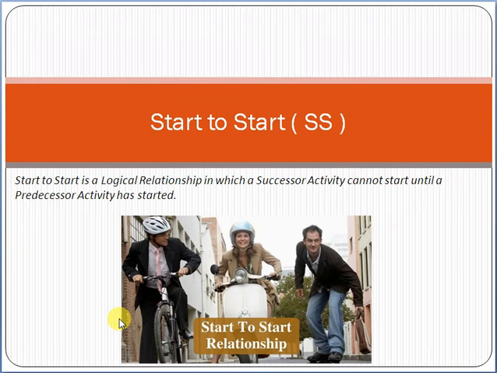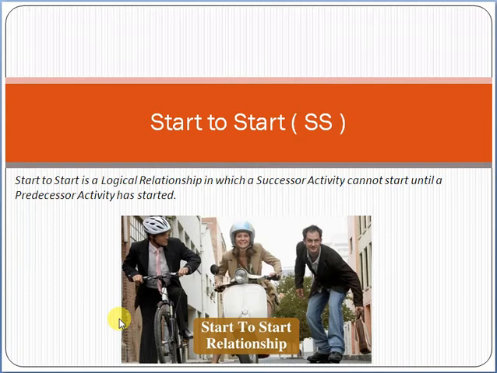Today we will discuss dependency start to start. Friend, this is a very easy topic in terms of project management. We will see what is meant by start to start, and what is the definition in the Project Management Body of Knowledge. I will try my level best to explain the topic in a very easy to understand manner, so that everyone can understand the term start to start or SS.